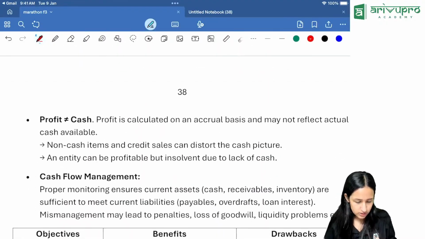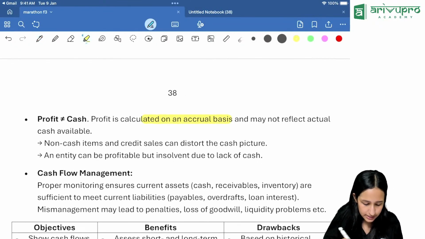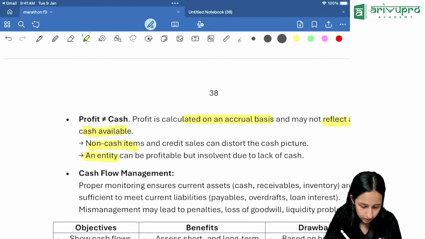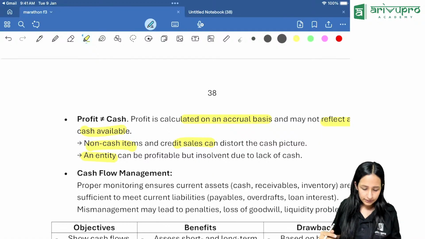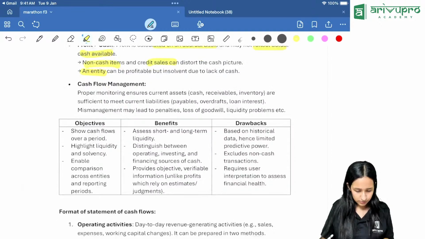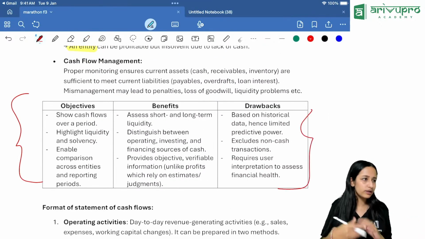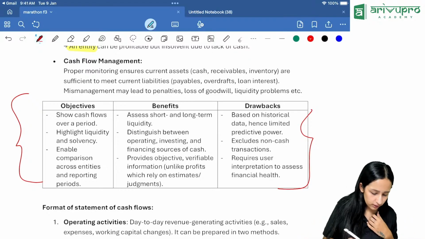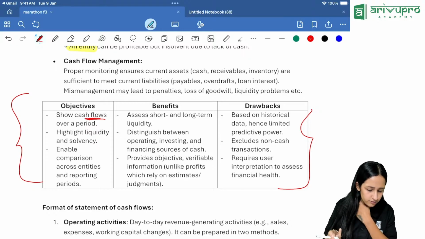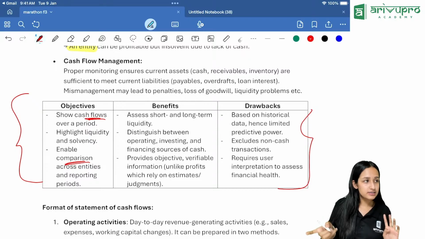You can go through this once, we'll read through it. Profit is calculated on accrual basis and may not reflect the actual cash. Non-cash items can be there, credit sales can be there, which can distort the picture. That's why we need cash flow management, right? So why do we need cash flows? These are the things that you just need to go through. It's just basic understanding. Because we need to understand what cash inflows and outflows are happening, so that we can compare across entities.